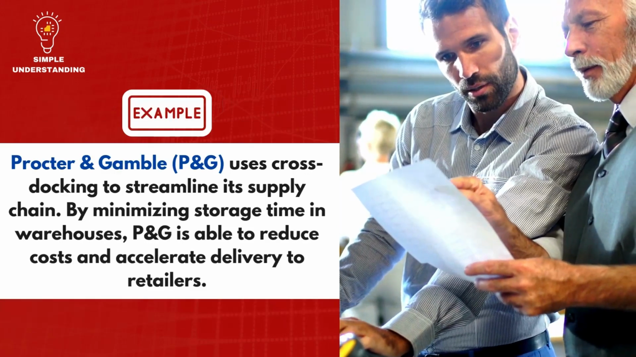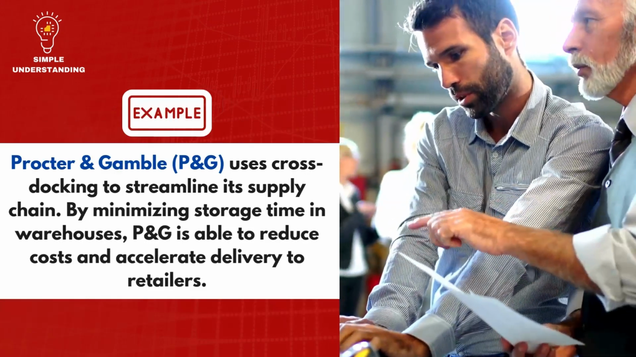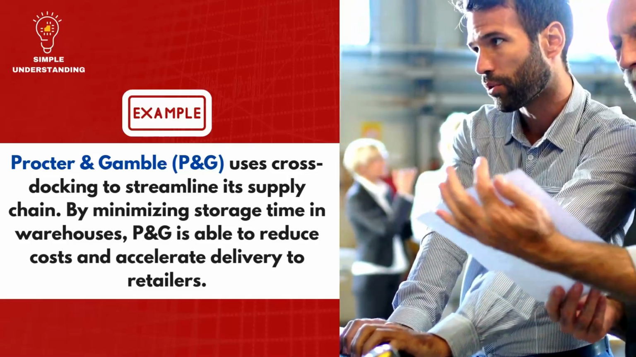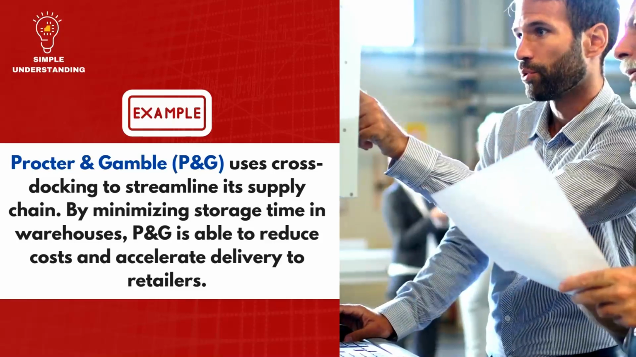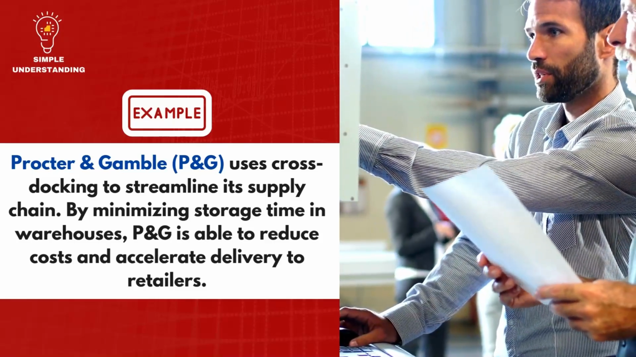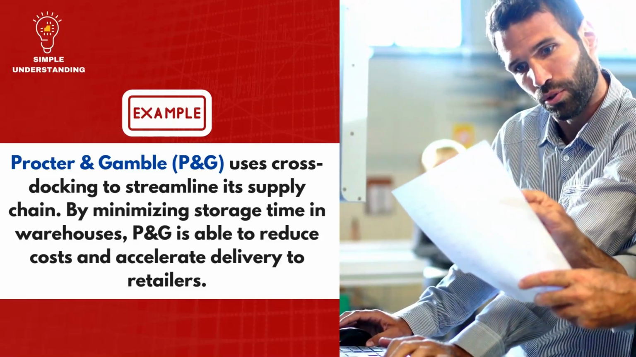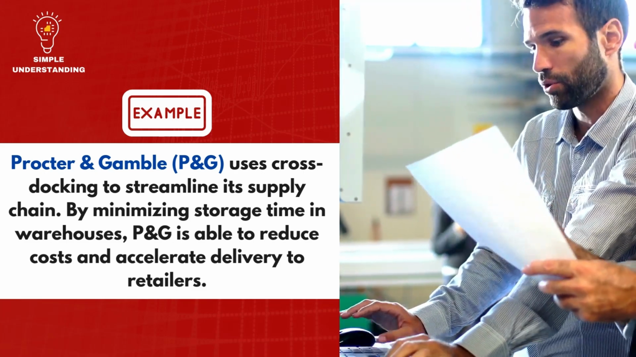Real company example. Procter & Gamble, P&G, uses cross-docking to streamline its supply chain. By minimizing storage time in warehouses, P&G is able to reduce costs and accelerate delivery to retailers.